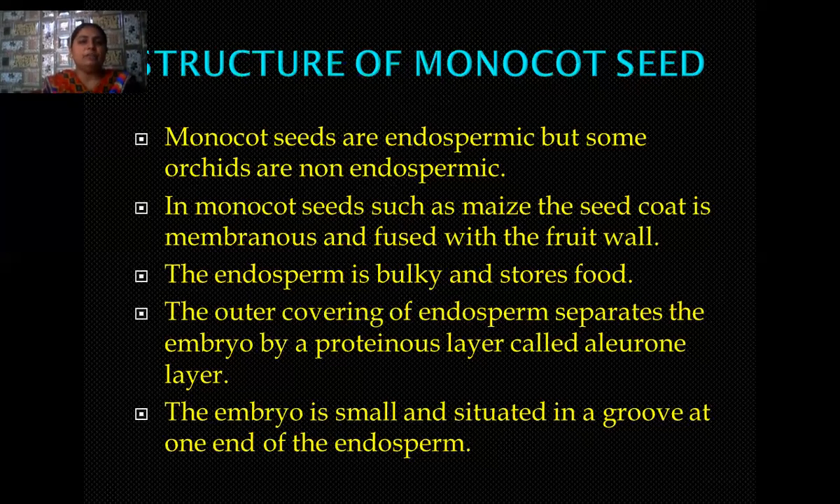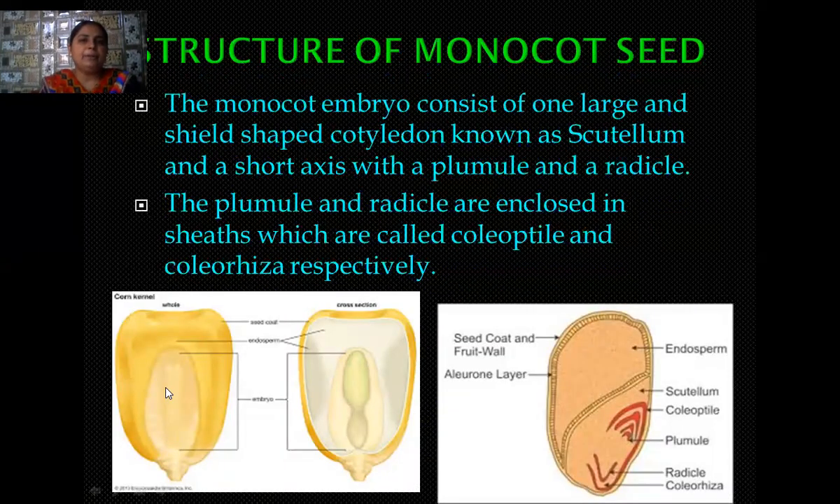The outermost covering of the endosperm separates the embryo by a proteinaceous layer. That means the outer covering of the endosperm separates the embryo, and there is a proteinaceous layer between them. That layer is known as the aleurone layer. Then this embryo is very small and situated in a groove at one end of the endosperm. The monocot embryo always consists of one large and shield-shaped cotyledon, which is known as scutellum. And there is a short axis with a plumule and a radicle.